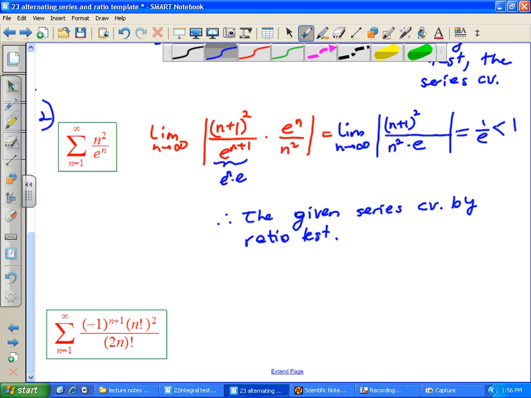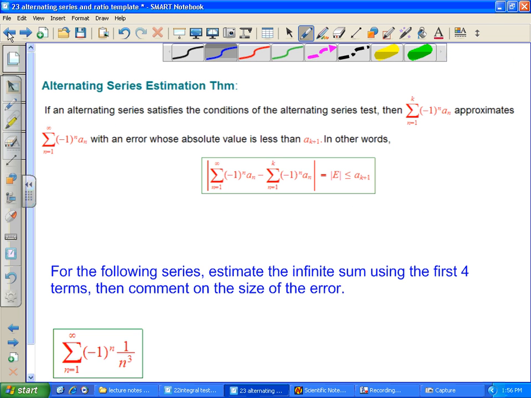Okay, the last one, I'll come back to it later. And finally, there's one more thing I'd like to go over with you, which is related to alternating series. So I'm going to go back to alternating series one more time. And here it is. It's called the alternating series estimation theorem. And this is also in your handout. Look at the bottom of the second page.